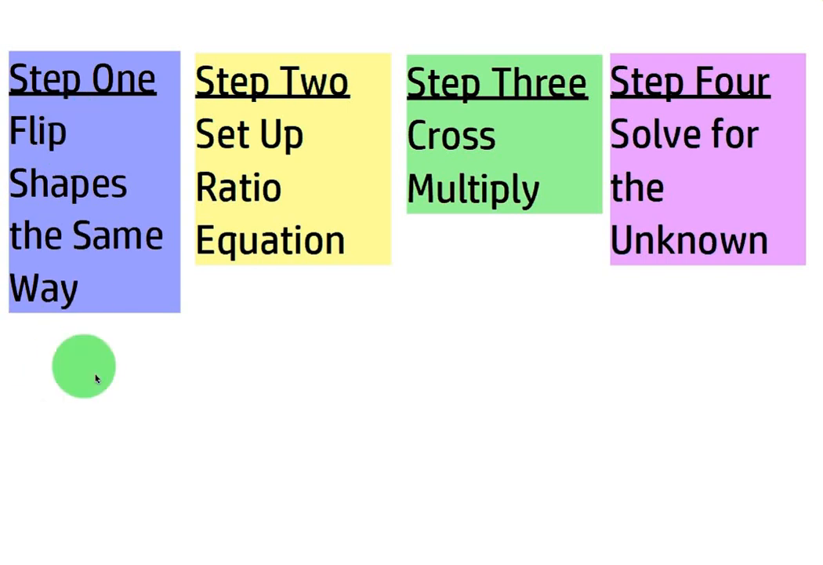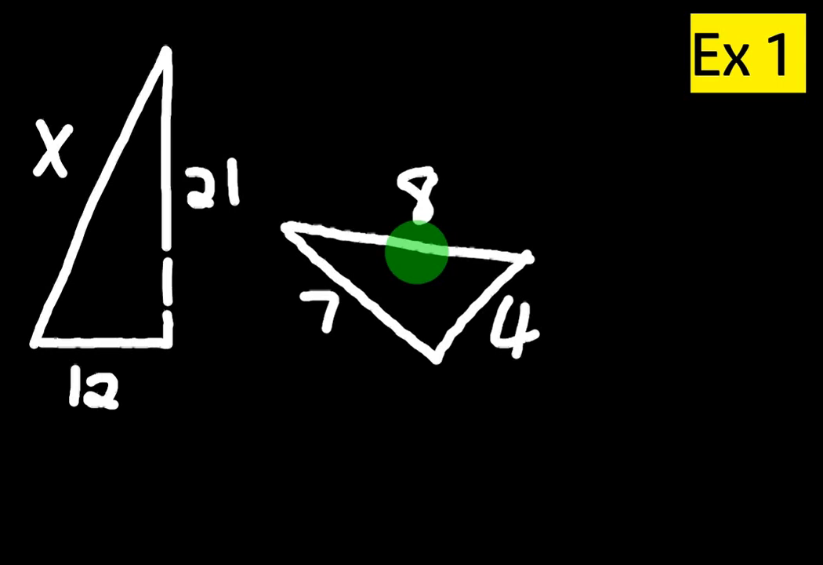It doesn't matter which one you flip. For whatever reason, I usually flip the second one. Okay? So that's what I'm going to do for this one. Now we can see that the angle that looks like the right angle is right there, right? This one is a little weird, okay? If it is a right angle, we can tell this is the longest side, would be hypotenuse. So this needs to correspond with this.